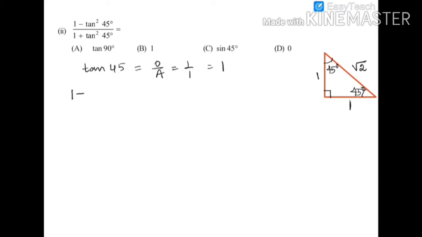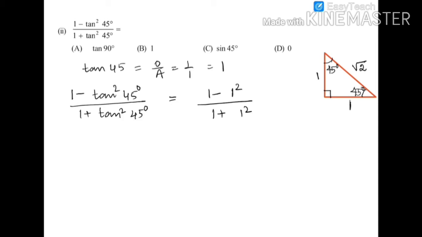On substituting in the given expression, we will get 1 minus 1 square divided by 1 plus 1 square, that is 0 upon 2, and 0 upon any number is 0. So the correct option is D.